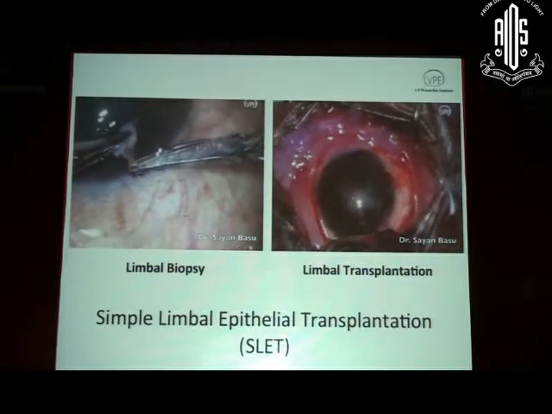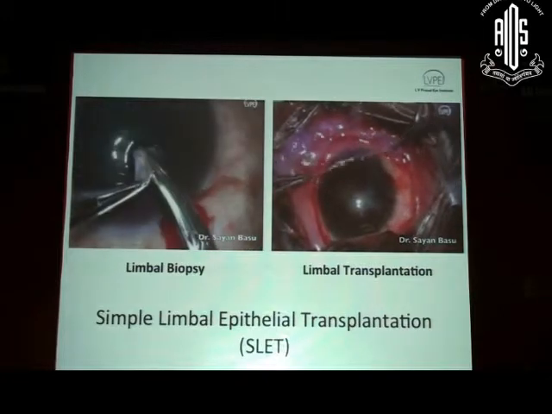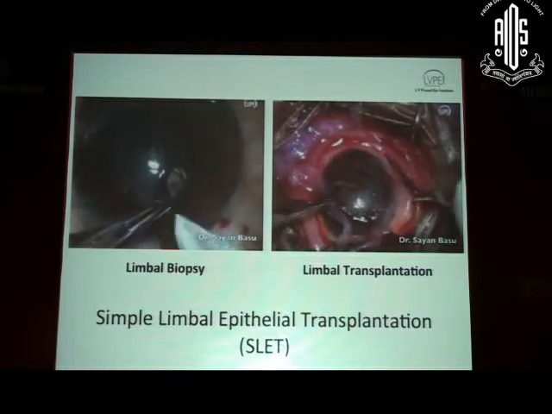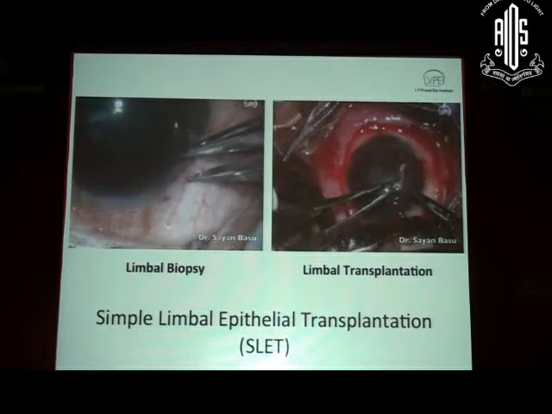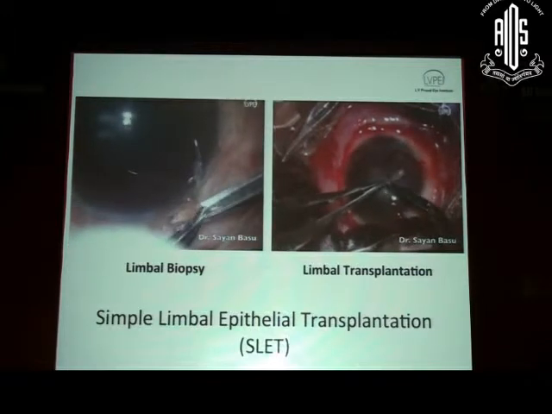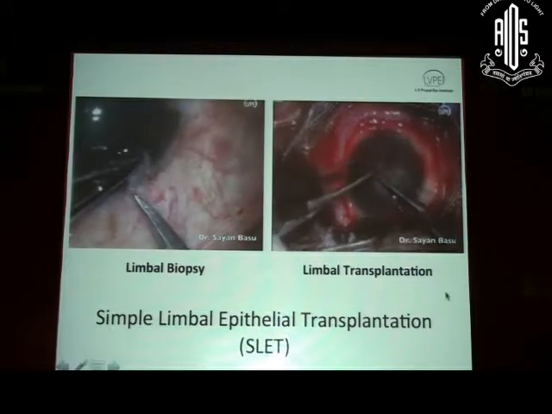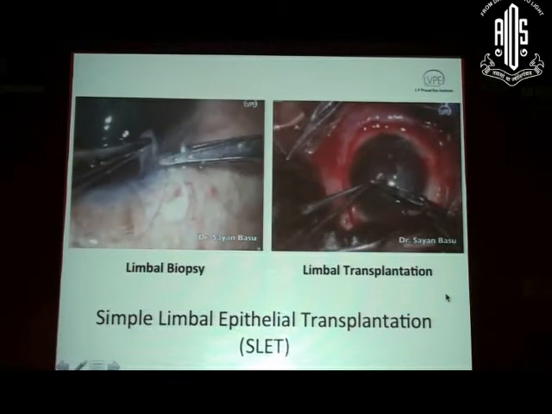It's grown in vivo, so you put the amniotic membrane just as you would do, but this amniotic membrane does not contain any cells. So you remove the panels and put the amniotic membrane in glue, and then you take the limbal biopsy that you've taken from the other eye, and you just cut it up into small pieces. This procedure is called simple limbal epithelial transplantation.